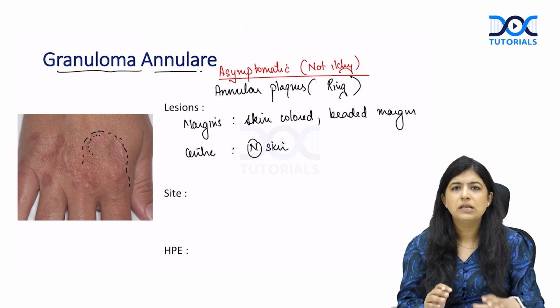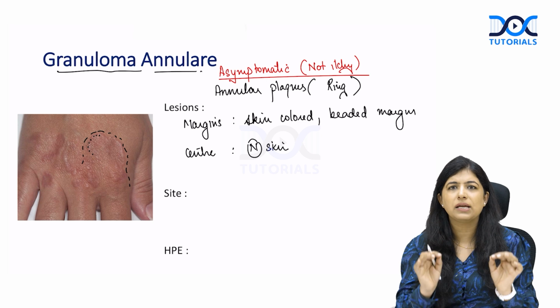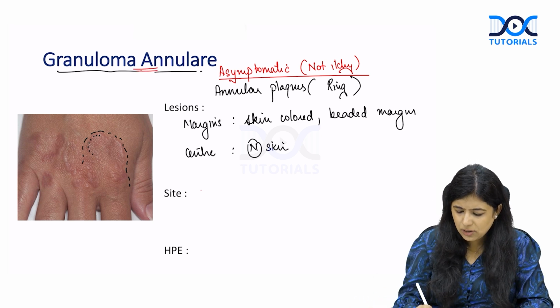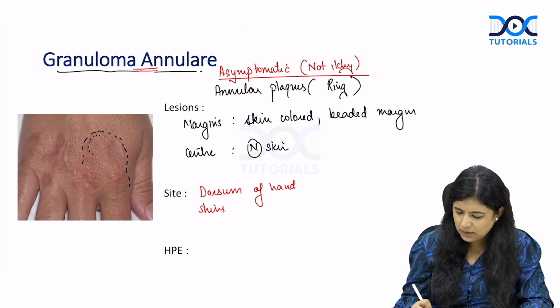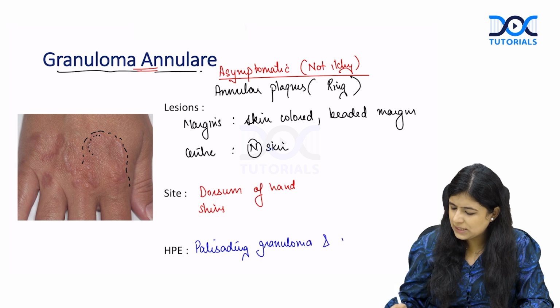So when you see this asymptomatic skin-colored annular plaque on the skin, you have to know that this is granuloma annulare. Common sites for this are the dorsum of hand as well as the shins. And in the biopsy, we see palisading granulomas, as well as collagen degeneration.